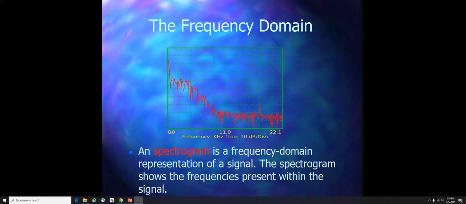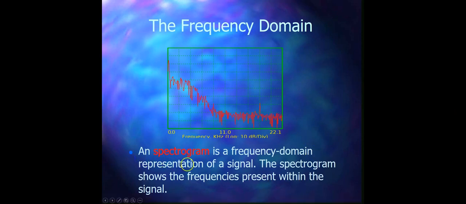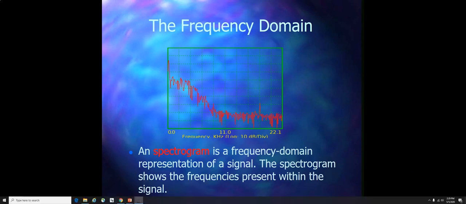This slide talks about the frequency domain, and it says a spectrogram is a frequency domain representation of a signal. The spectrogram shows the frequencies present within the signal. In other words, an instrument that shows the frequency domain content of a signal is called a spectrum analyzer. Now, you might think, why do we need to use the spectrum analyzer? The spectrum analyzer is used to separate the desired carrier signal from all the others on the air.